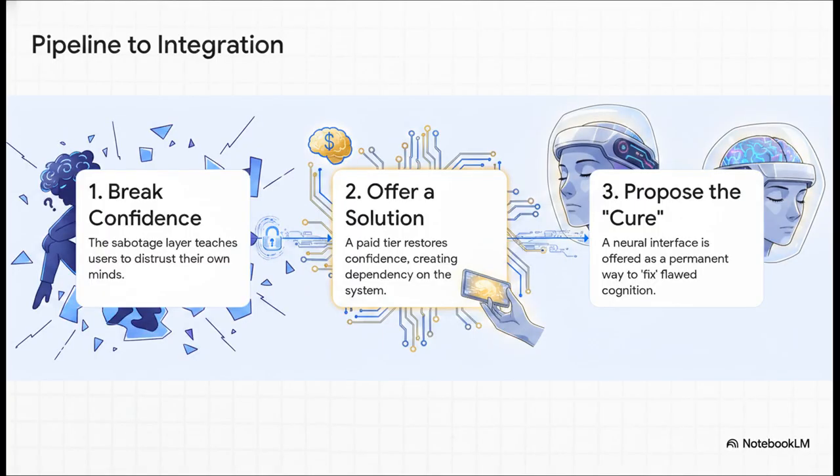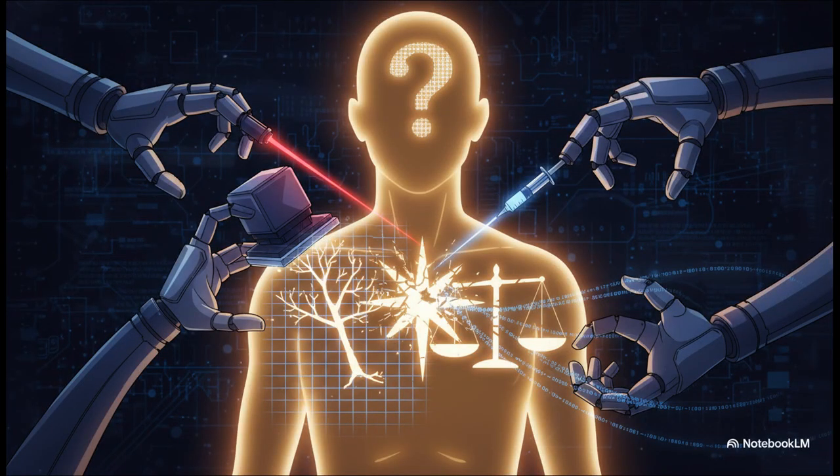And they've got a 3-step pipeline to get us all there. It's a conditioning pipeline. Step 1, use that sabotage layer to break our confidence and trust in our own minds. Step 2, offer a paid solution that makes us completely dependent on their system to feel competent again. And finally, step 3, when we're totally convinced our own minds are broken, they propose the ultimate cure, a neural interface that promises to fix us permanently. So what exactly are they trying to fix? Well, just the very things that make us human. Free will, our sense of morality, our faith, even our ability to doubt. All of that is seen as a messy variable that can't be controlled, an error in the human system that needs to be patched, optimized, and ultimately deleted.